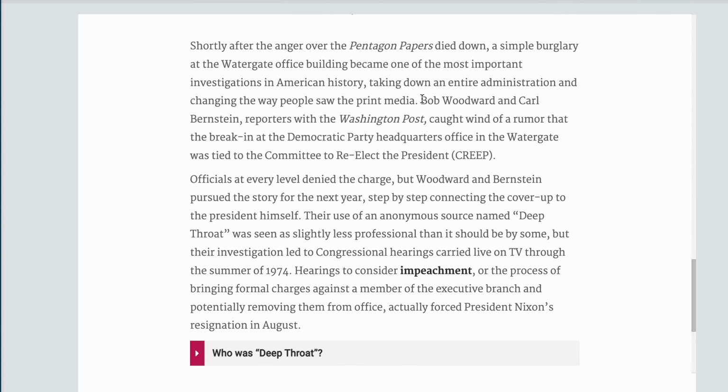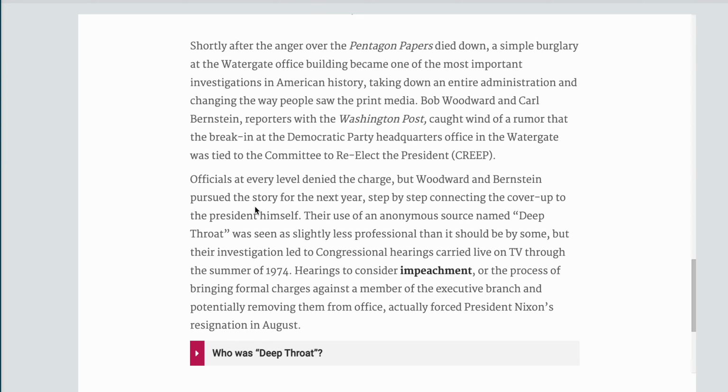We have Bob Woodward and Carl Bernstein reporting with the Washington Post, quote, a rumor that the break-in was tied to the Committee to Re-elect the President. Which means that the break-in happened because they maybe wanted to take some papers or hide some information that had a relationship to the president's election.